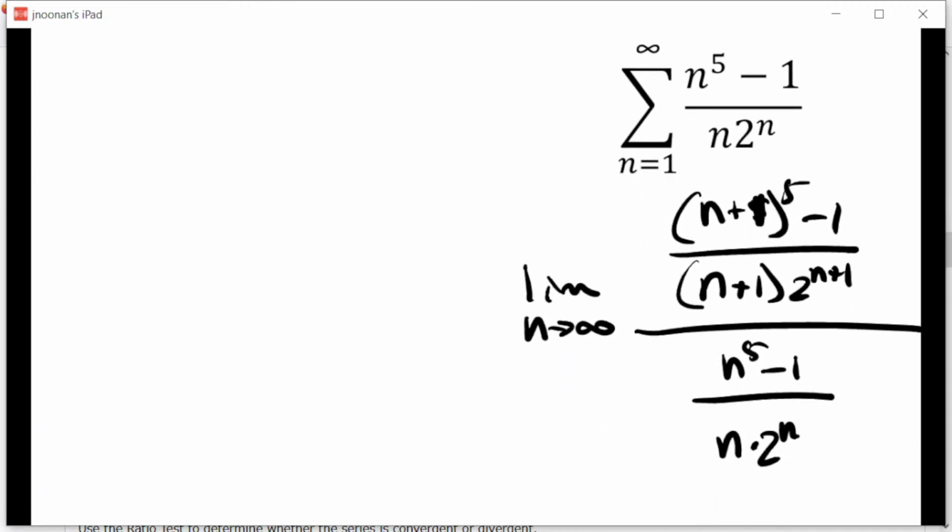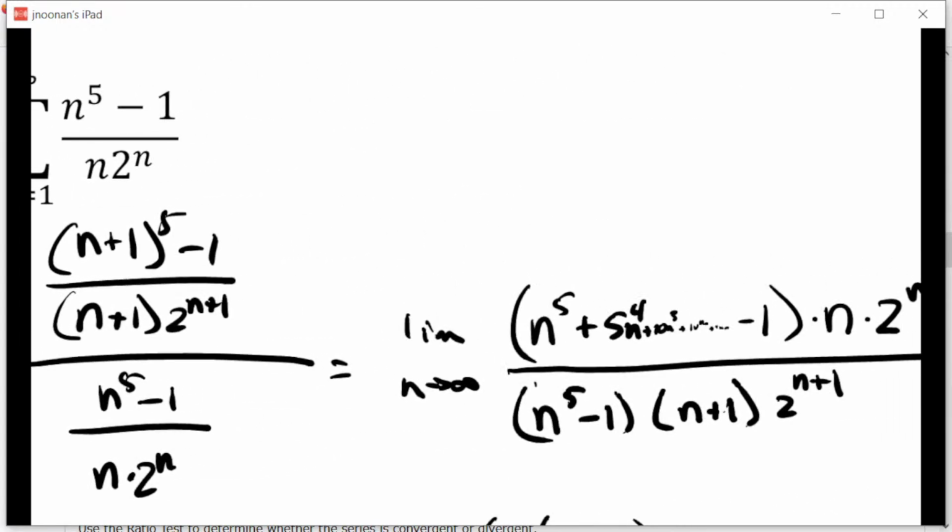So let's see why. You should have hopefully been able to write this down, although mine's messy. Let me clean it up just a little bit here. There. So I do (n plus 1) to the 5th minus 1 over (n plus 1) times 2 to the n plus 1. Just change all of the n's to n plus 1. Once again, that's half the battle. If you get this, you got half credit. And then we just have to do some algebra. So flip the denominator and multiply.